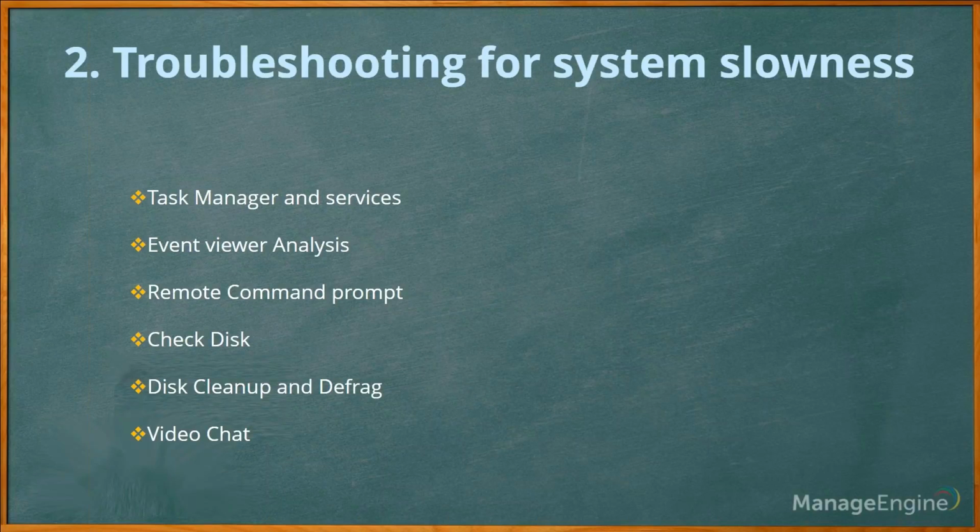Okay, so let us move on to the second real-time example, troubleshooting system slowness. This is the most common issue in PCs now. Let's see what options are available in Desktop Central to troubleshoot this. Before that, let's consider the scenario here.